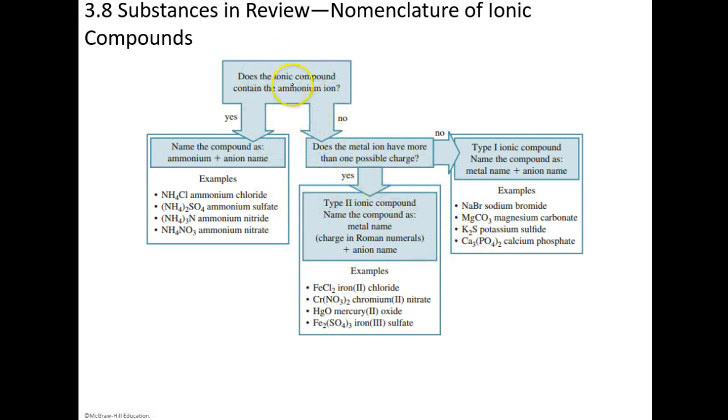Does the ionic compound have an ammonium? If yes, then ammonium, whatever, ammonium. So this is naming polyatomic ions. Actually, it's naming everything. Let's say no, it doesn't. Does it have a metal? Yes. Does the metal have more than one possible charge? Like, is it a transition metal or a post-transition metal? Then you follow these rules. No, it does not. It's like sodium. It only has one charge. So then you follow these rules. So this kind of breaks it up.